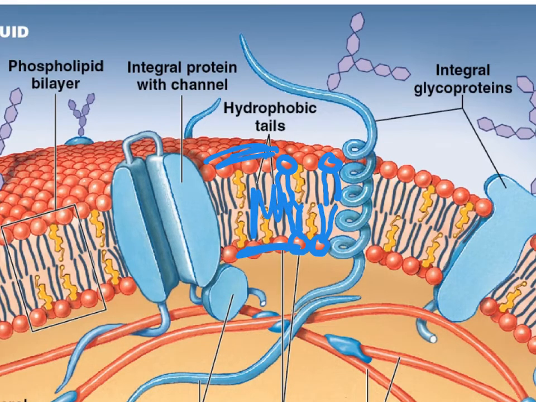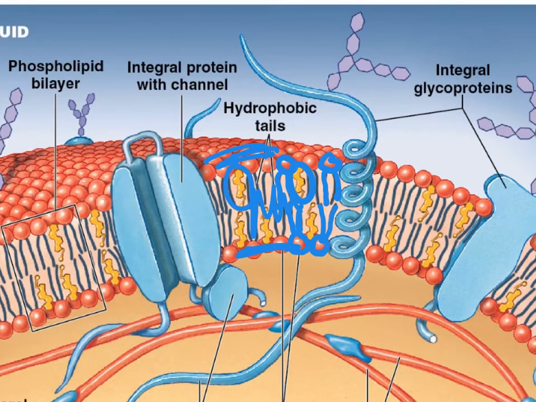Swimming among the lipids, you'll also find things like cholesterol. That's these yellow components here. And cholesterol just kind of helps the plasma membrane remain a little bit more fluid, helps it not to get too stiff, gives it extra flexibility.